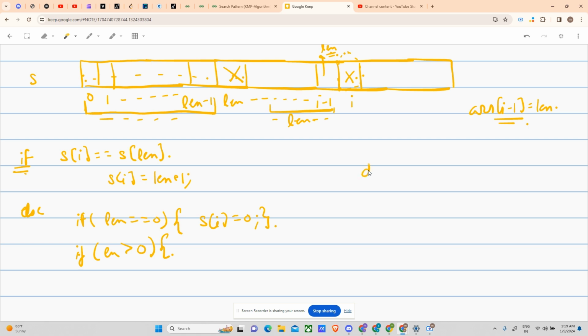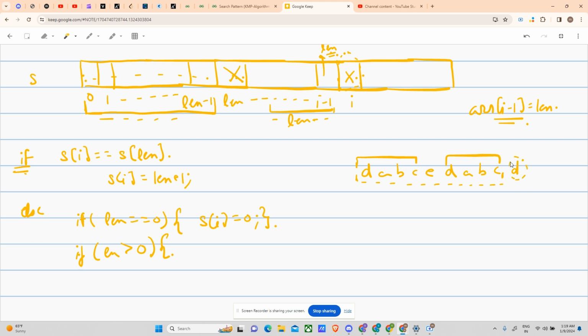Suppose your string is D A B C E D A B C D. For this index, that is for this substring, what is the longest common prefix and suffix? That would be DABC. Same page? Correct.